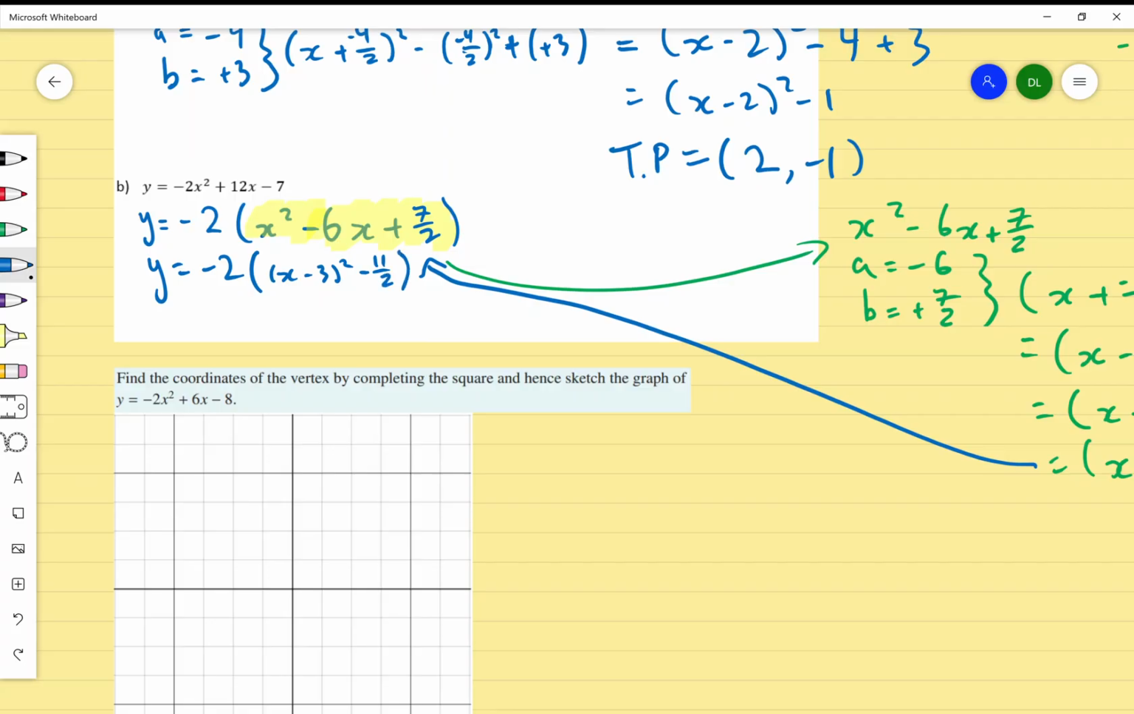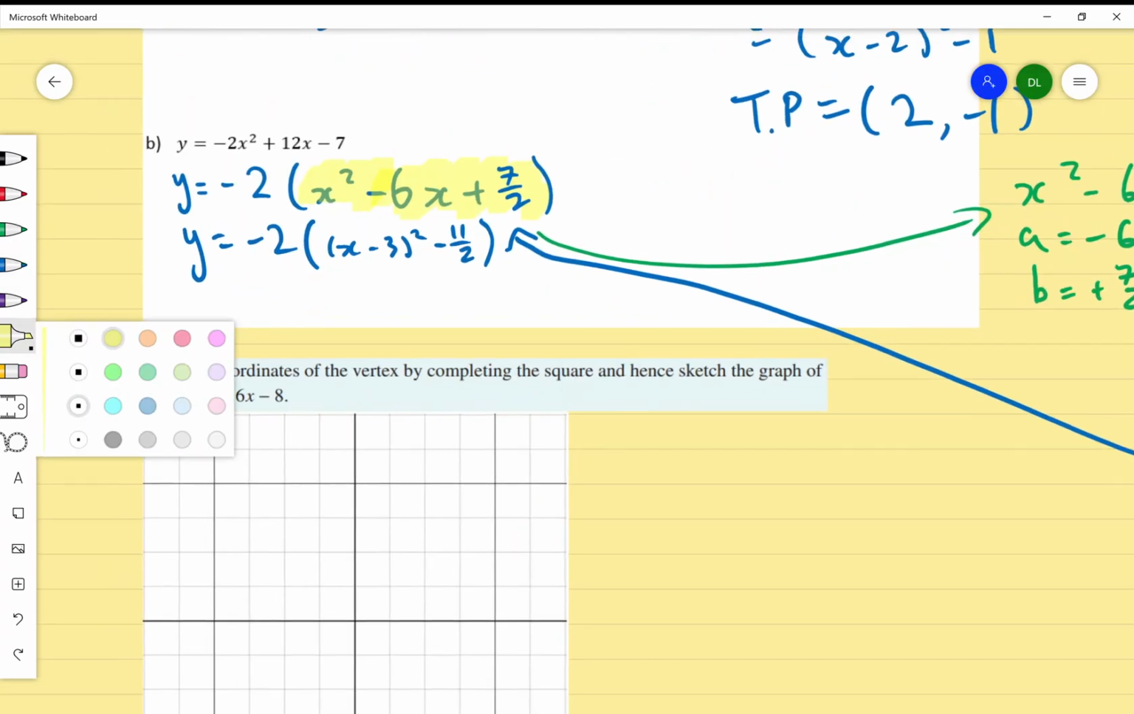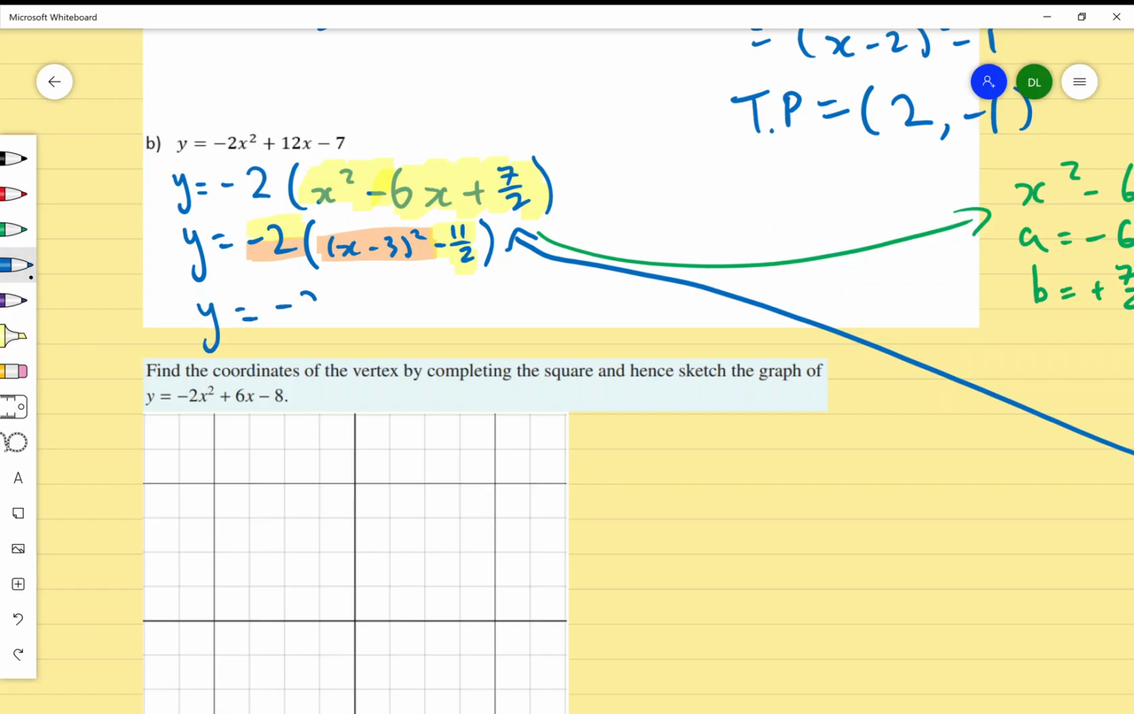Can you guys see that up the back? Yeah, okay. So from there, I'm going to expand just the negative 2 at the front. So I'm going to multiply, and this is where it gets a little bit confusing. I'm going to multiply negative 2 by this term right here, and then I'm going to multiply negative 2 by this term right there, okay? So I'm going to get y equals negative 2 (x minus 3) squared, and then negative 2 times negative 11 over 2 gives me positive 11.